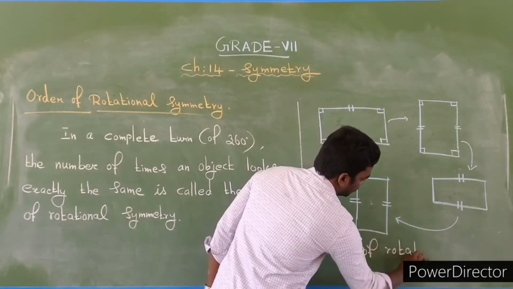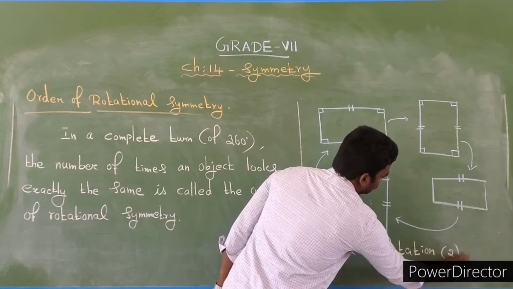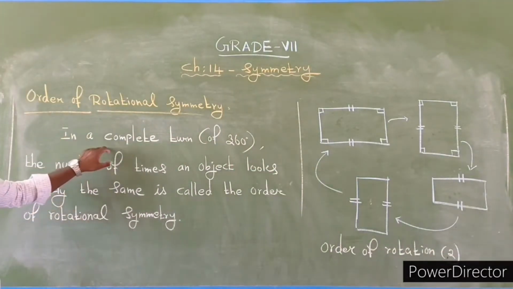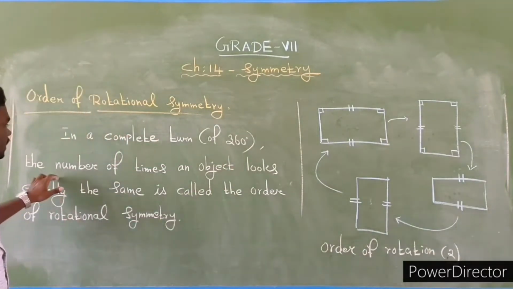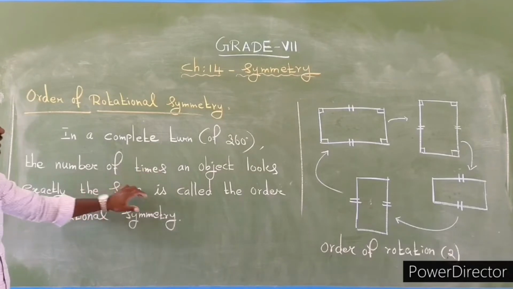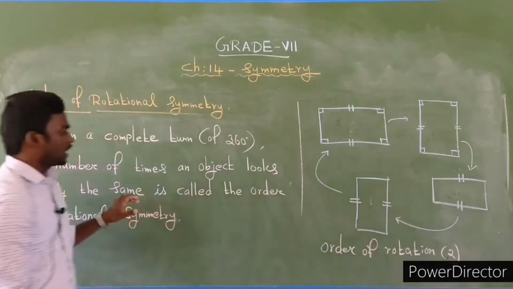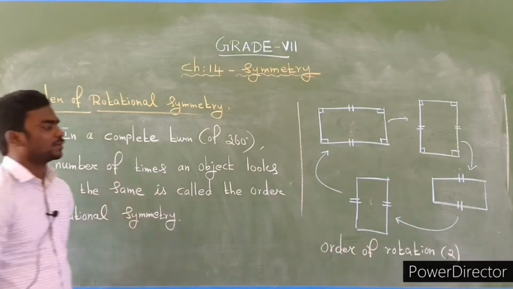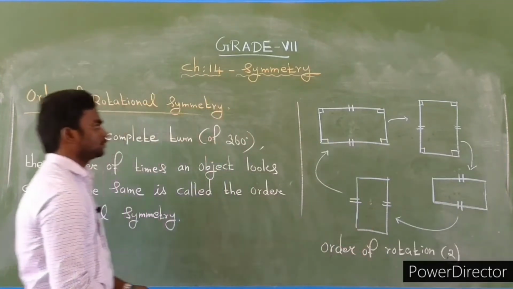What is the order of rotation? 2. So we know clearly what the order of rotation is. In a complete turn of 360 degrees, the number of times an object looks exactly the same, one and two times, is called the order of rotation. So the order of rotation of a rectangle is 2.